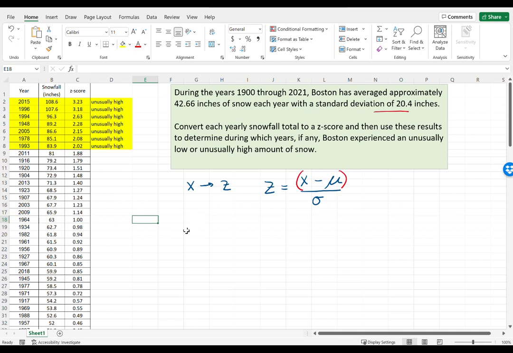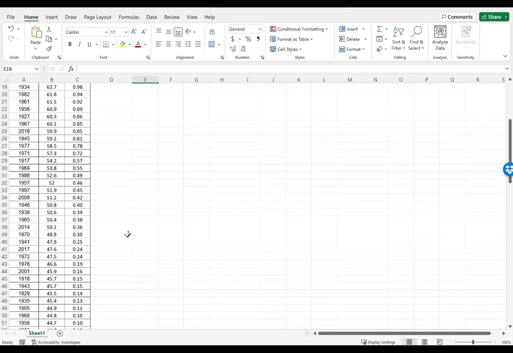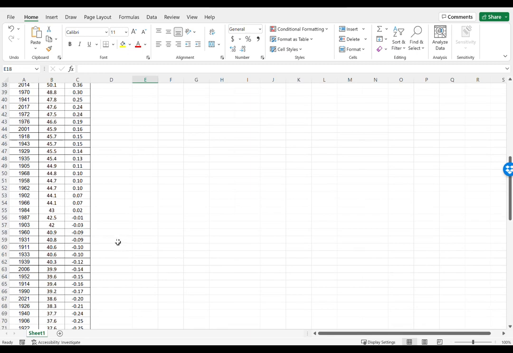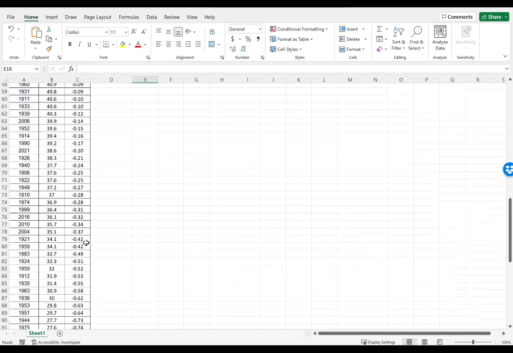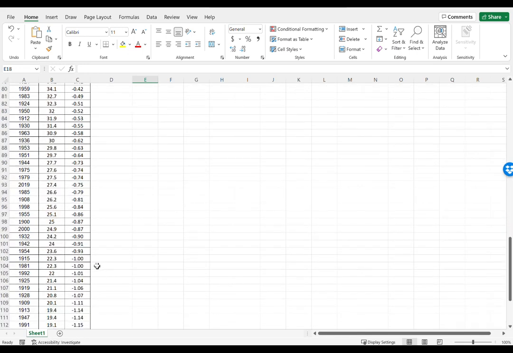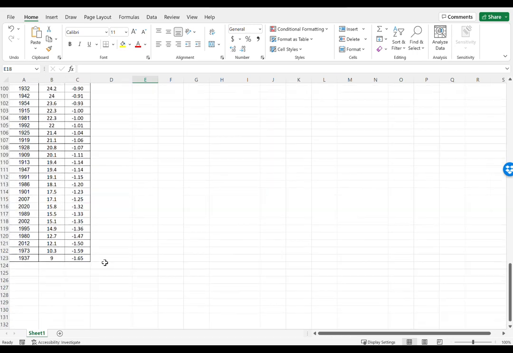And if we scroll to the other end of the list, we'll see if there's any negatives. Negative means below average, so the more negative, the more below average. If we scroll all the way to the bottom, we see that there are no years that had an unusually low amount of snowfall. 1937 had only 9 inches the entire year. And even that, statistically, is not considered unusual because the z-score is only negative 1.65.